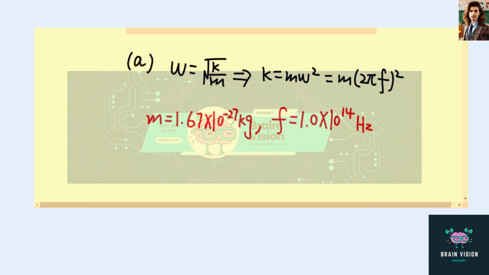Okay, so we know the angular frequency can be equal to square root k over m. K is the spring constant, m is the mass. So therefore, k is equal to m omega squared. And we know angular frequency also equals 2 pi f, which is 2 pi times frequency. So therefore, we'll have k is equal to m times (2 pi f) to the power 2.